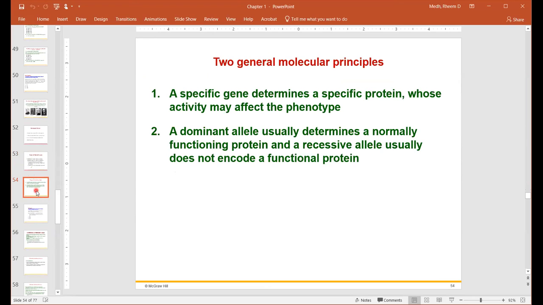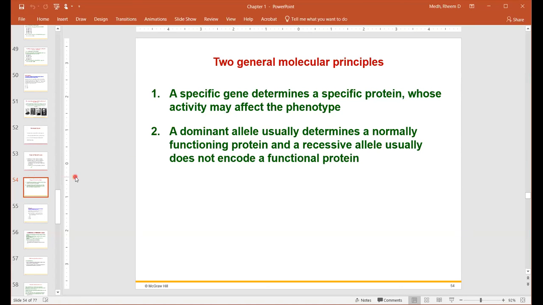Two general molecular principles. A specific gene determines a specific protein whose activity may affect the phenotype. So what is the rationale for dominant and recessive? If you have a specific allele, you have a specific type of protein being made that results in a specific function. So if you have a dominant allele for eye color, it makes the pigment, and so you have dark colored, black colored eyes. If you have the recessive one, it makes less pigment, so you have the light colored eye, right? So that's how the protein does the function that results in a phenotype.